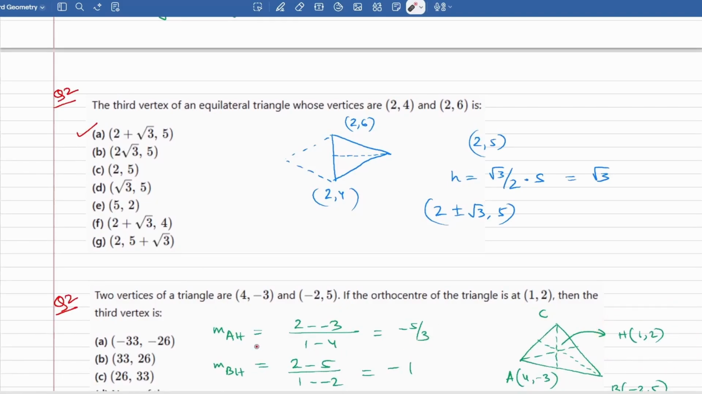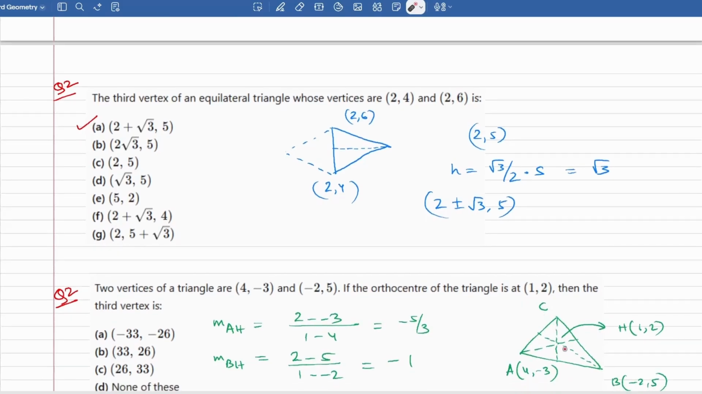Calculate the slope using the standard y2 minus y1 by x2 minus x1 formula. Take this as point 2, take this as point 1, or vice versa, doesn't matter. You will get the slope as -5/3. Similarly, calculate the equation of this perpendicular from B on AC passing through H. Again, use the same formula, you will get -1.